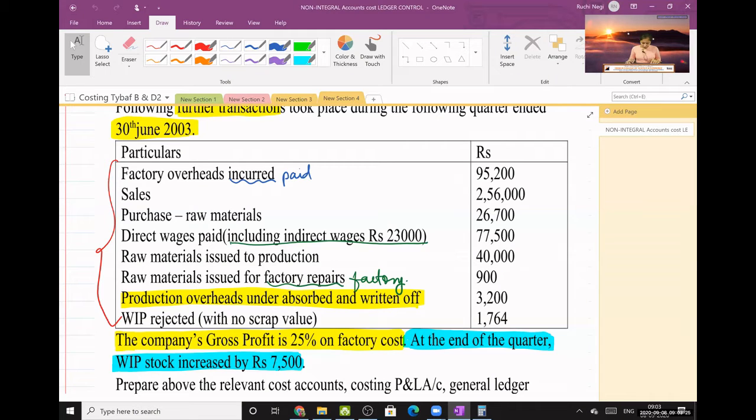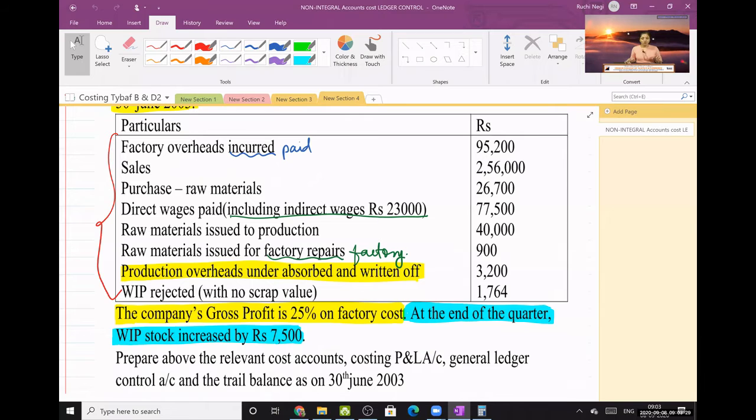Then what was the highlight? Production overheads under absorbed and written off. So factory overheads paid, factory overheads charged, and factory overheads written off. Under absorption was given in the question, so charge will be the balancing figure. But this is what I told you when we were doing the journal entries also.